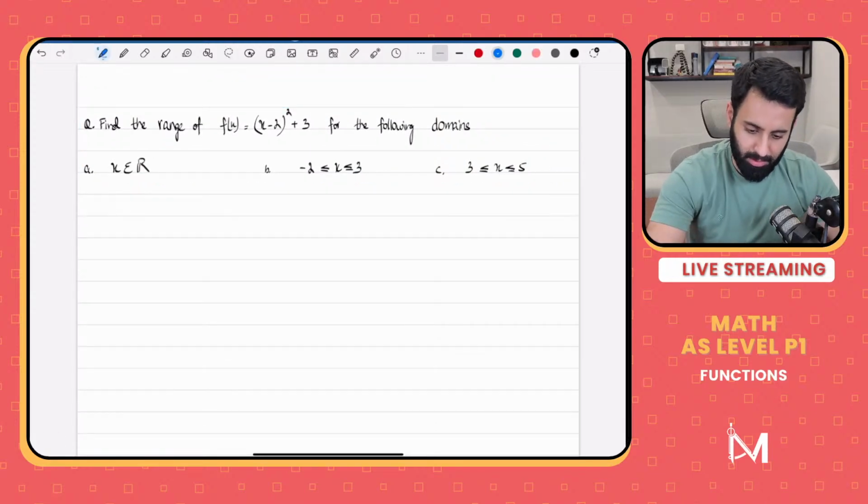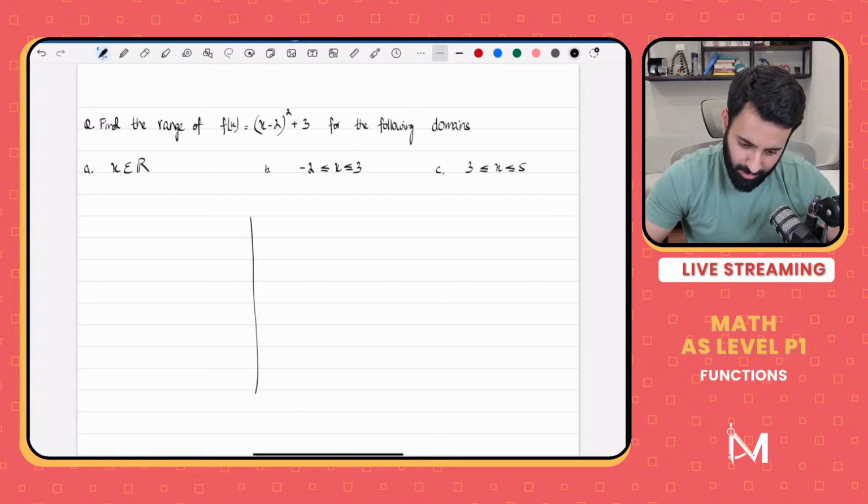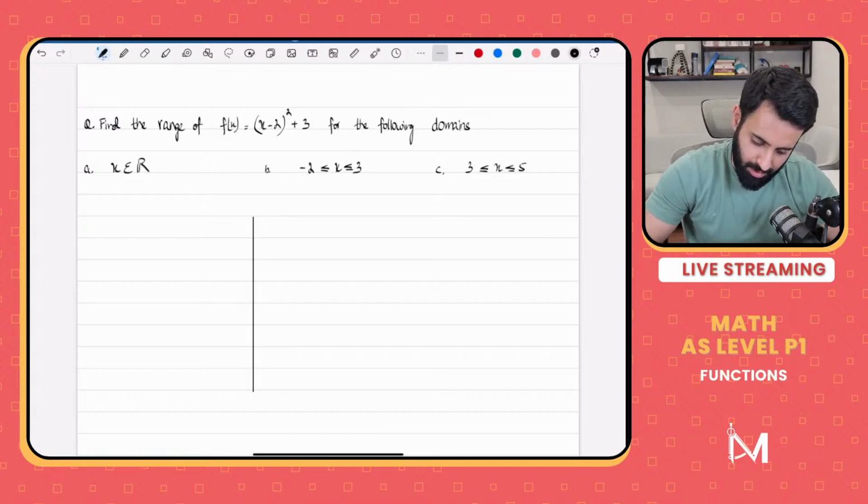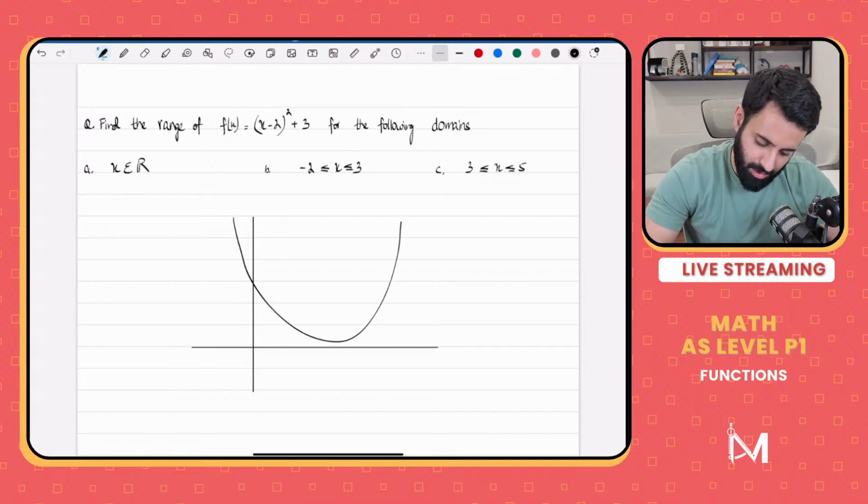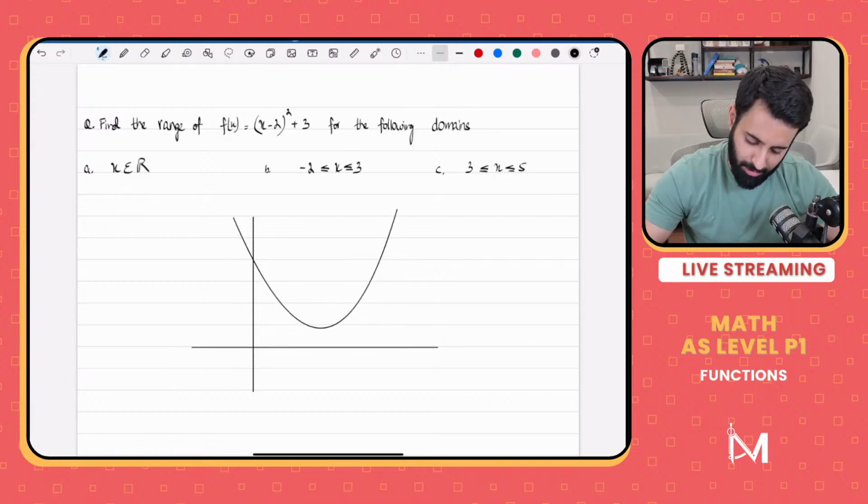So this is what we're looking at. We're looking at something like this. Here's the y-axis. Here is the x-axis. This is the curve. The turning point, by the way, is going to be 2, 3. That means there are no x-intercepts. So we're looking at something like this.